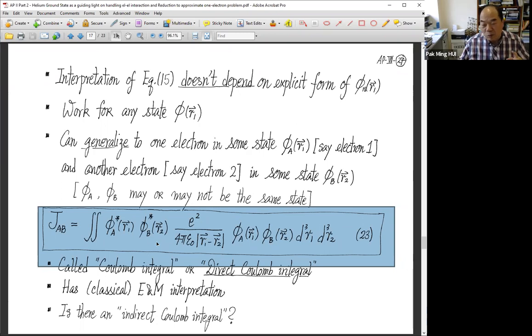But we want to anticipate something for other atoms, not only the helium ground state. For example, how about the helium excited state? In our mind, there will be one electron in 1s, another electron in 2s. Okay, do you follow me?